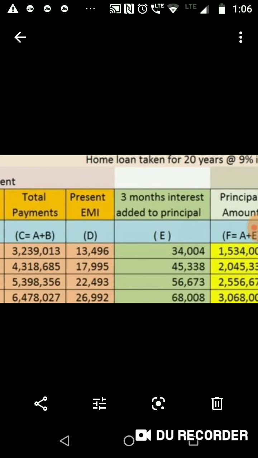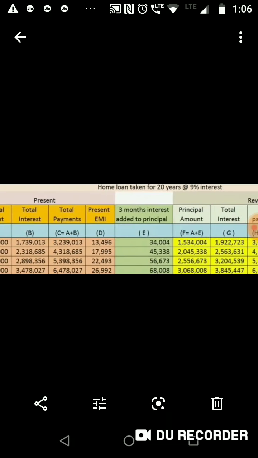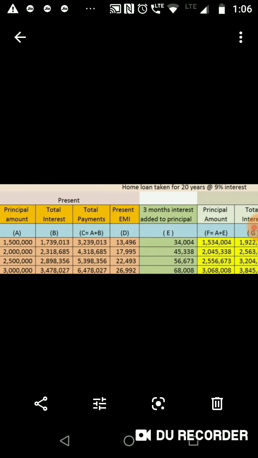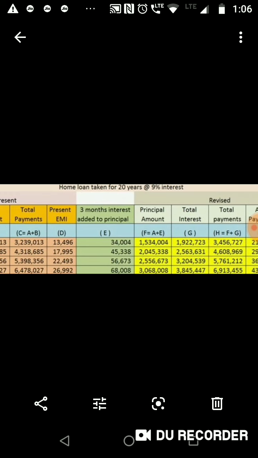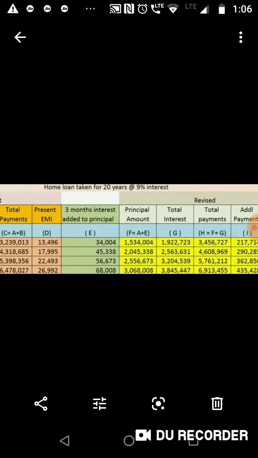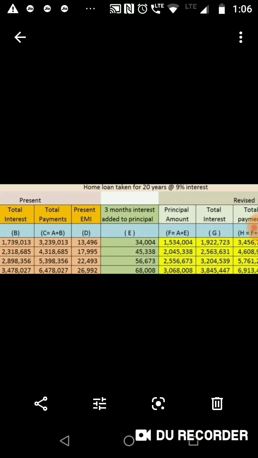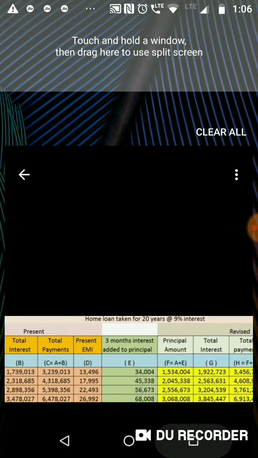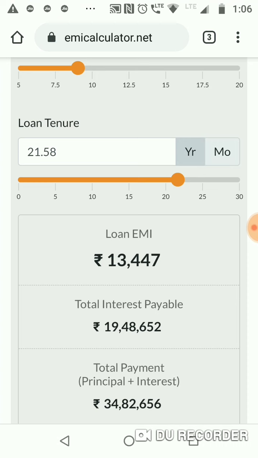I hope this explained this, understood in a better way. So if you are paying 15 lakh and if you want to utilize the moratorium benefit, the 3 months interest is added to the principal, and then the principal amount is increased to 15,34,000. Then the revised EMI is increased to 13,802. So if you want to keep the same EMI like previous 13,496, then the loan tenure will increase to 1.5 years more compared to what you were saying previously, 20 years.